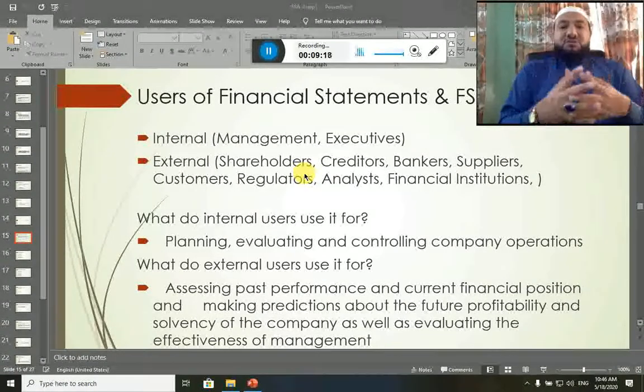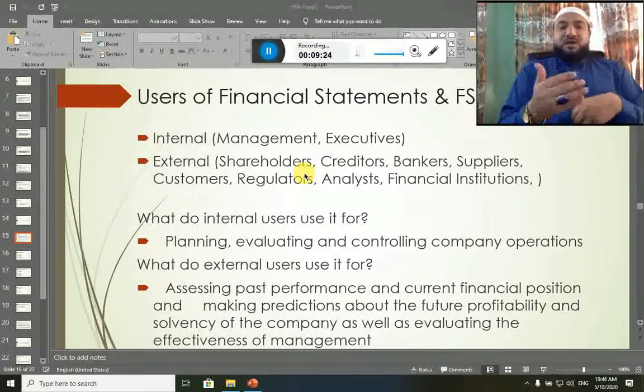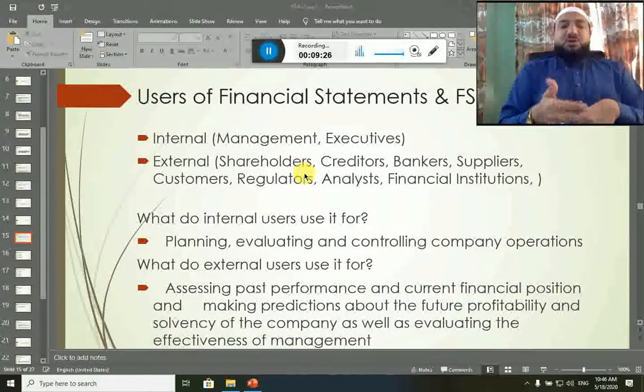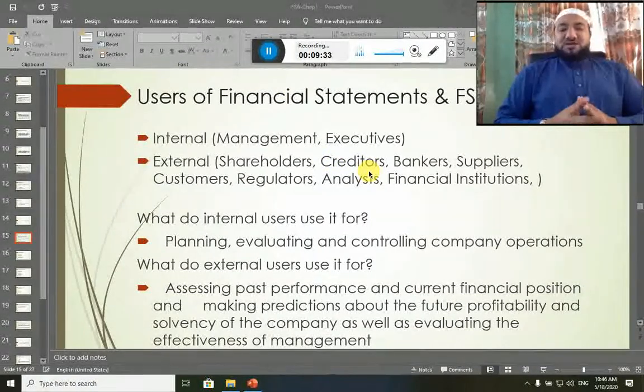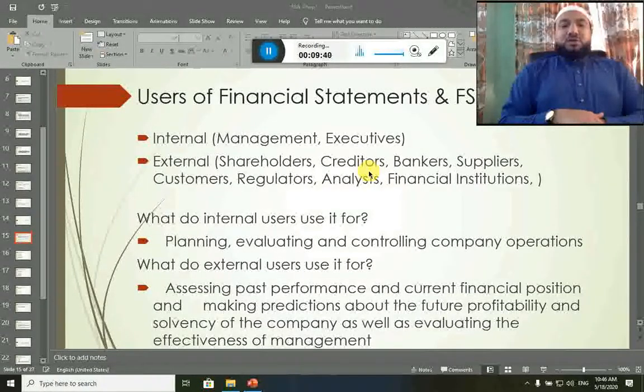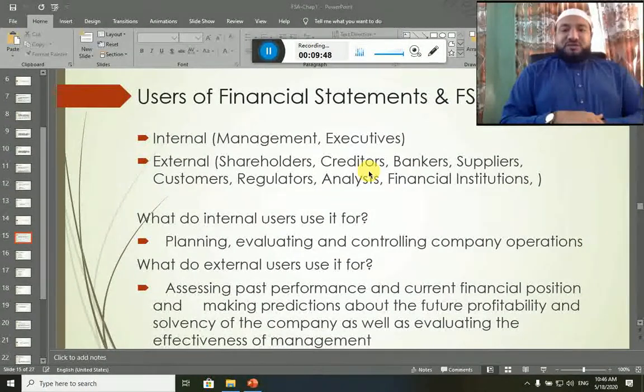A shareholder may use financial statements analysis and financial statements to decide whether to keep investing in our company or take out its funds from our company. A banker may use financial statements and financial statements analysis to decide whether they should provide us a loan or not, right? So each and every user has a different purpose and they take different decisions.